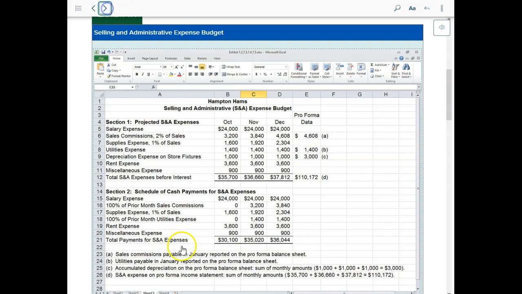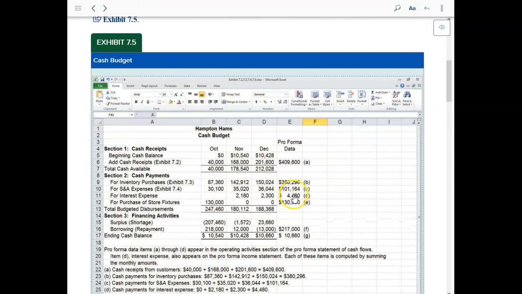Next page. The cash budget. Okay, now we have to put all the different cash amounts together and decide how much in total cash is coming in, how much is going out, and do we have enough in our bank account to pay for everything. So in October, we start the month off, brand new store, zero cash.